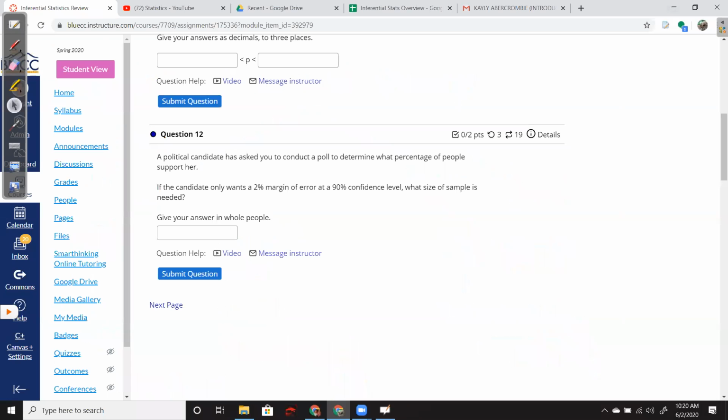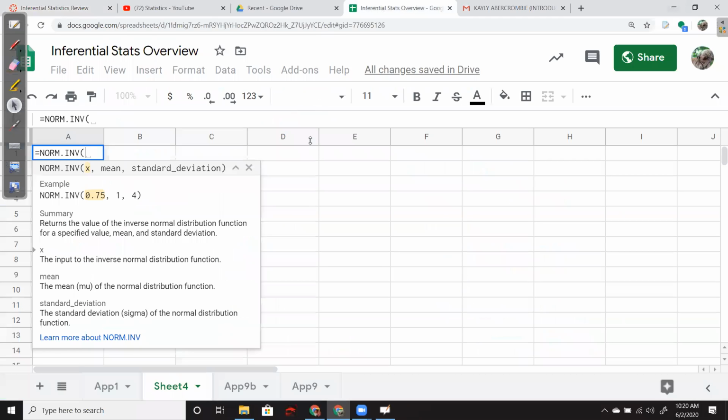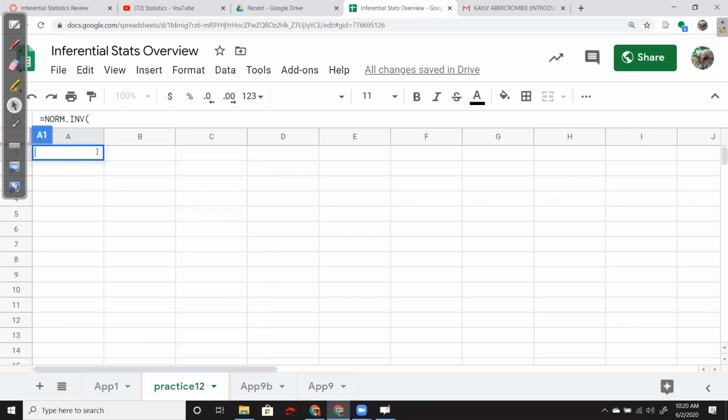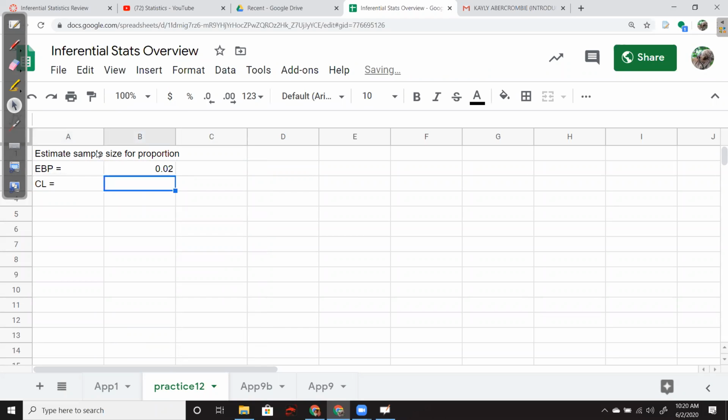So let's go to my spreadsheet. And let's see, let's label this. This is practice 12. And then up here, let's label some things. We're trying to estimate sample size for proportion. And what do we know? We know we want the error bound on the proportion to be 2%, so 0.02 as a decimal. We know the confidence level is, what was it, 90% that she said?